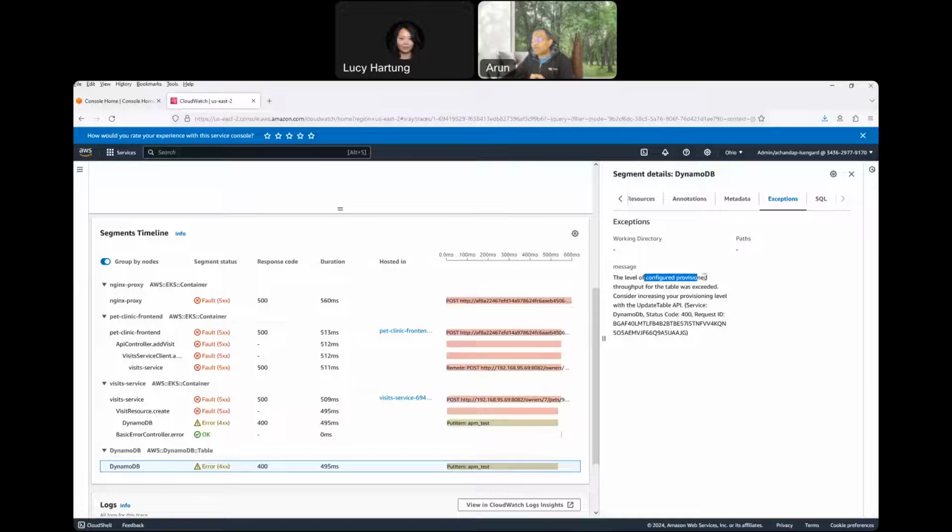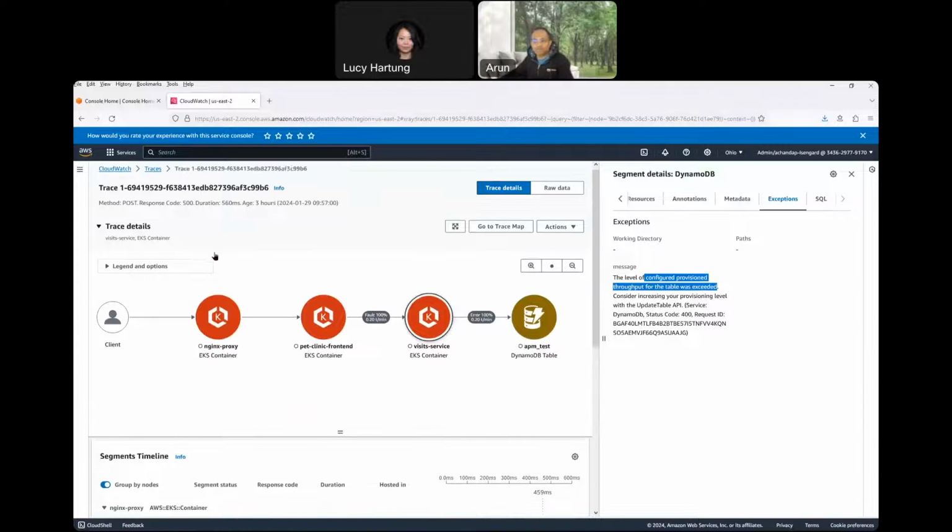the level of configured provisioned throughput for the table was exceeded. Joe now knows that when the volume increases, his application is not provisioned enough from a capacity perspective. Joe immediately called his infrastructure team and told them that we have to scale out the DynamoDB in such a way that we provision a little more throughput capacity for it. Joe is happy because he was able to troubleshoot the first problem that was reported to him.